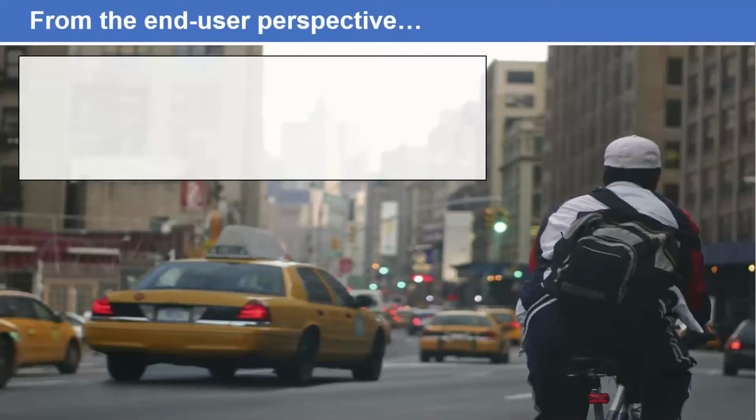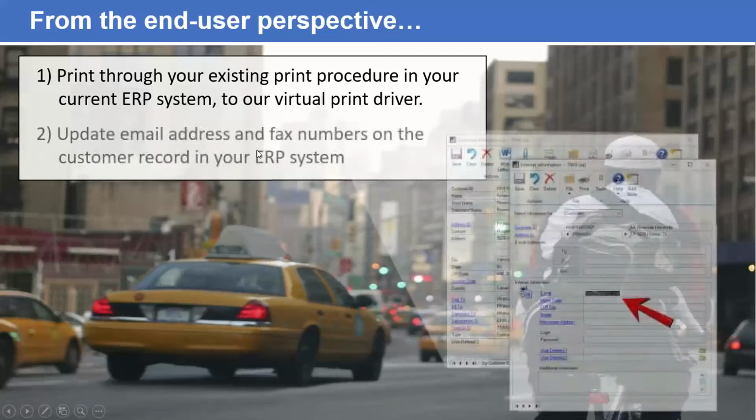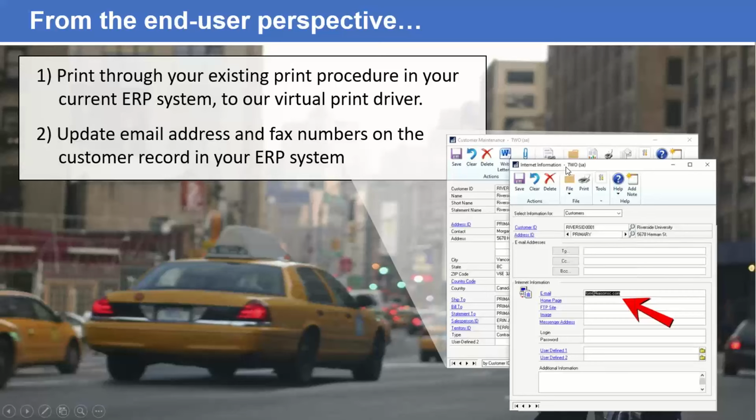The end user is the person that creates and prints all the business forms and reports that would run through Messenger. Invoices, orders, purchase orders, statements, shipping documents, EFT remittances, direct deposit statements, and other third-party product documents and custom reports also. That individual has two responsibilities when it comes to Messenger. One is that they print through the existing print procedure in their ERP package. The only change to that process is that they print with our virtual print driver. The other responsibility they have is they update email addresses on the customer record in the ERP solution.